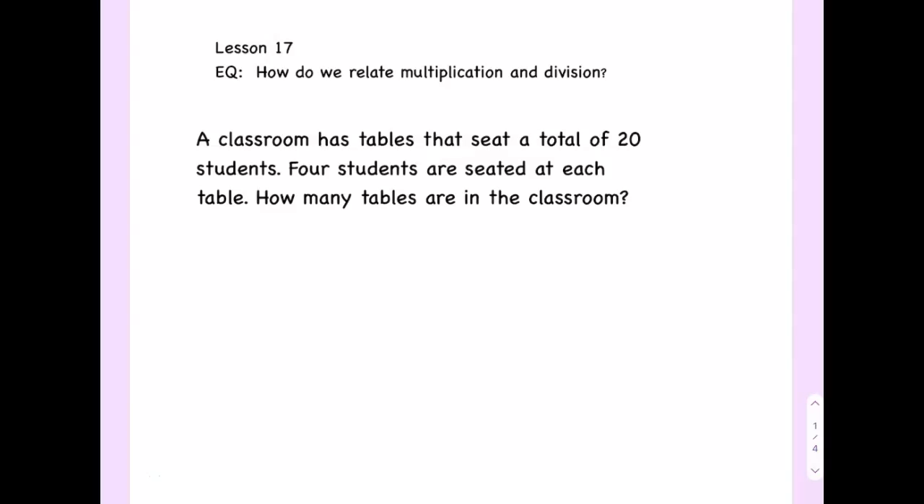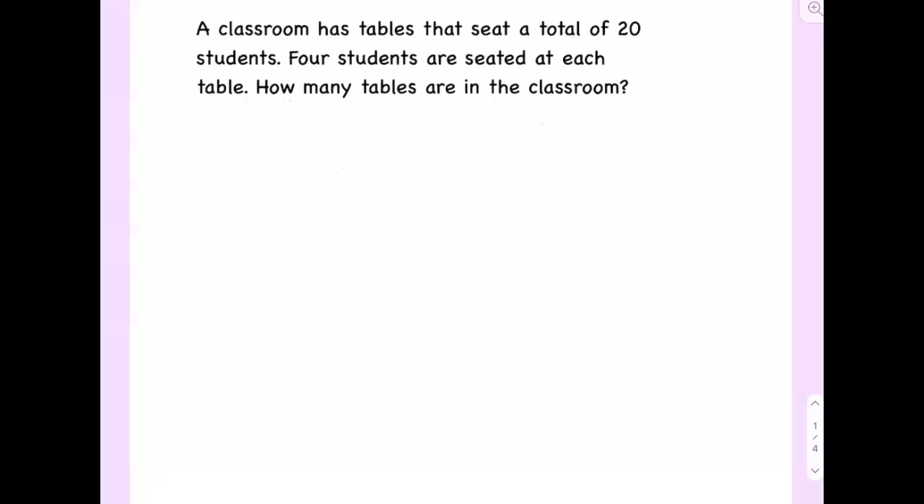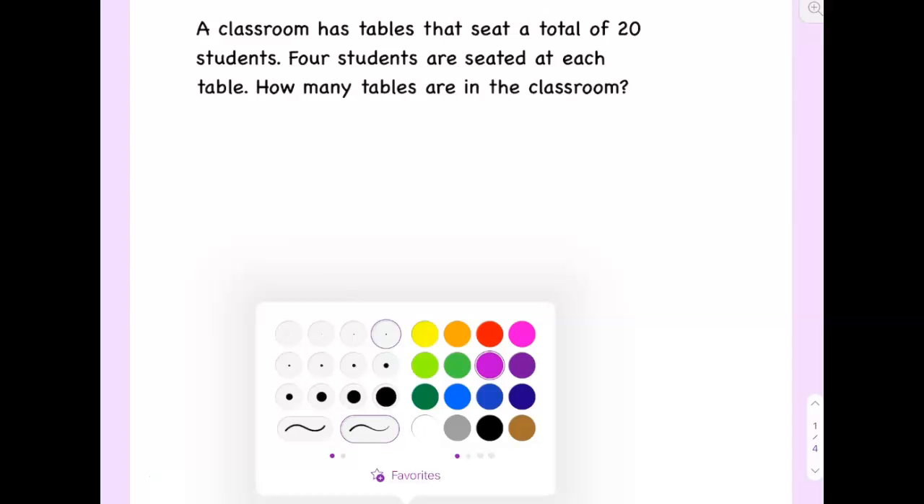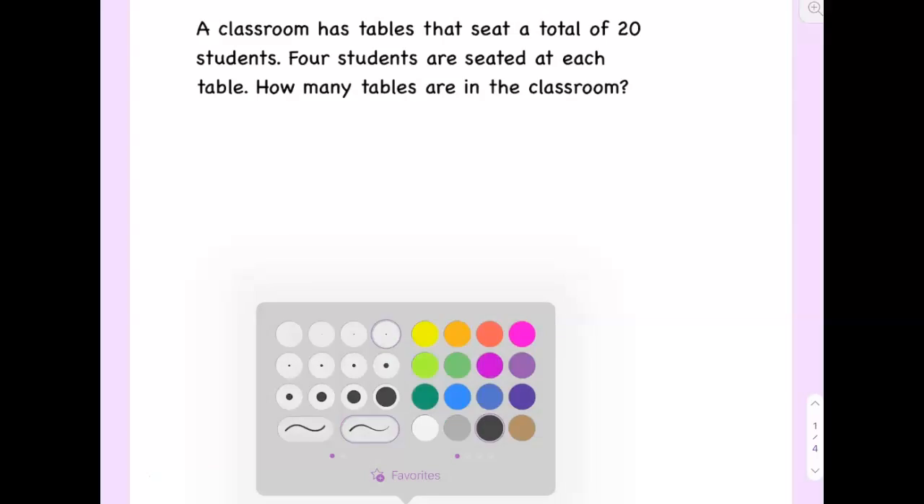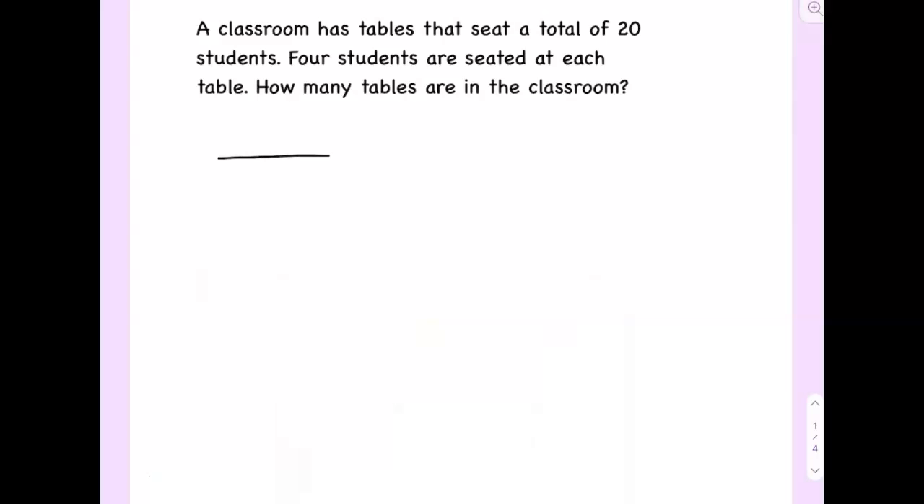So we're going to take a look at the problem here today, and it says a classroom has tables that seat a total of 20 students. 4 students are seated at each table. How many tables are in the classroom? To solve this problem, we're going to go back to our trusty tape diagram, and we're going to first draw the tape diagram.